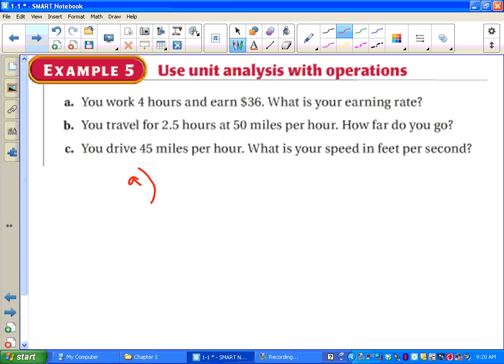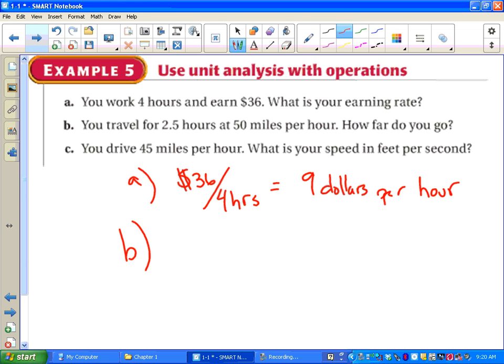So if I'm earning $36 in 4 hours, I can either simplify that fraction or I can use a calculator. Either way, I'm going to find out that I'm earning $9 per hour. And that's an earning rate. Part B says you travel 2.5 hours at 50 miles per hour. It wants to know how far we go.